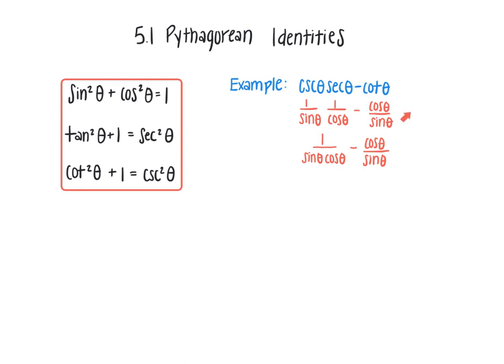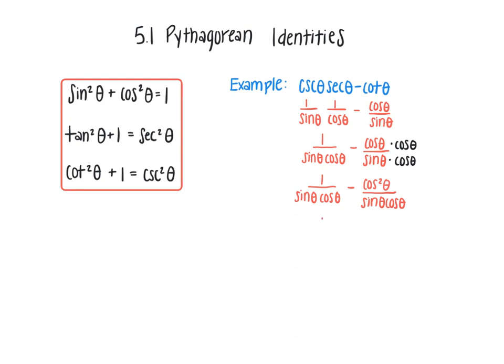Going from this step to this step, all that's happened is I've combined both of the fractions on the left-hand side of the equation to become one fraction. So now I have a fraction subtracting another fraction. And we know from Algebra 1 that you can't add or subtract fractions unless they have a common denominator. So I need to multiply this fraction by cosine, because that's what's missing in the denominator here. Now that I've created a common denominator, I can subtract both of these fractions from each other.